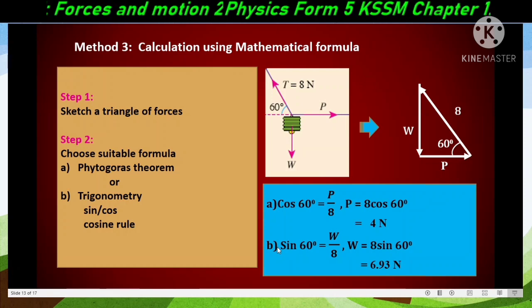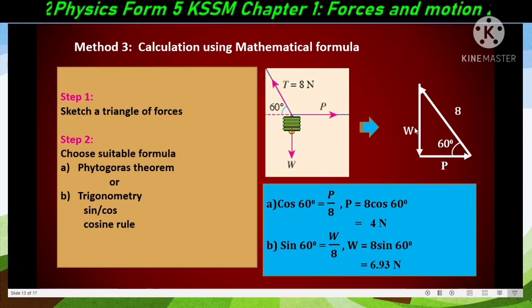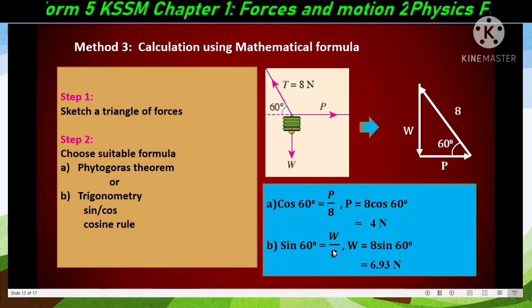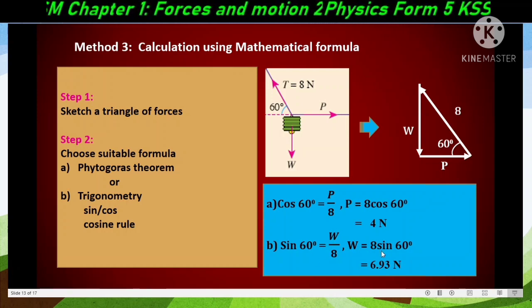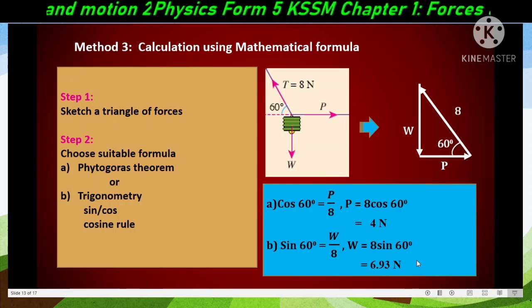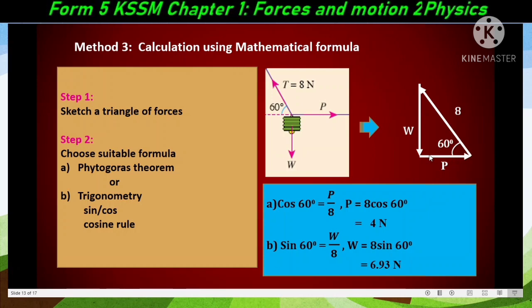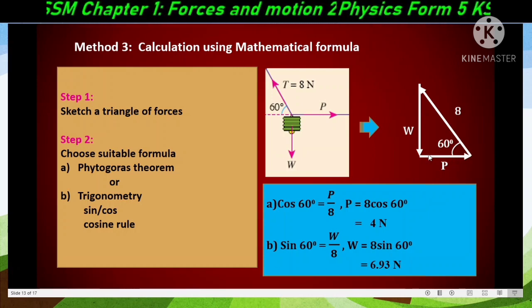Okay, and then to find W, use sine 60. Sine 60 is opposite divided by hypotenuse, so W divided by 8. So you get W equals 8 sine 60, which is 6.93 Newton. Okay, so this one is quite simple because what you get here is a right angle triangle.